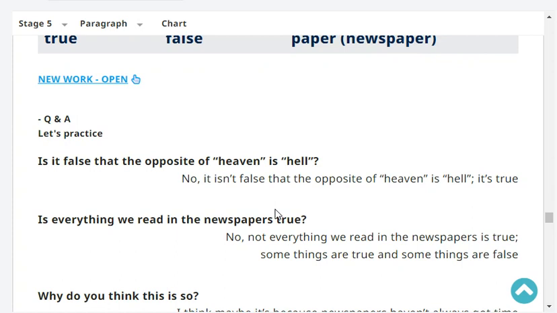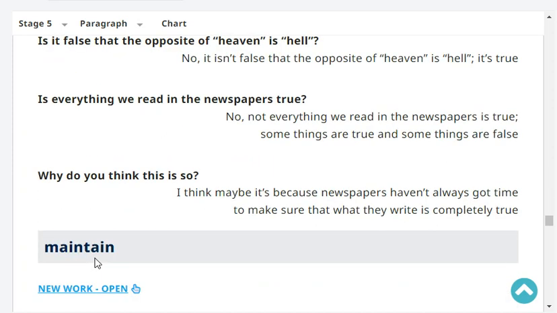Is everything we read in the newspapers true? No, not everything we read in the newspaper is true. Some things are true and some things are false. Very good. Why do you think this is so? I think maybe it's because newspapers haven't always got time to make sure that what they write is completely true.